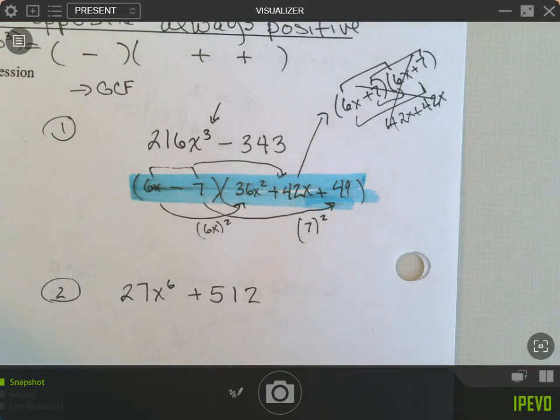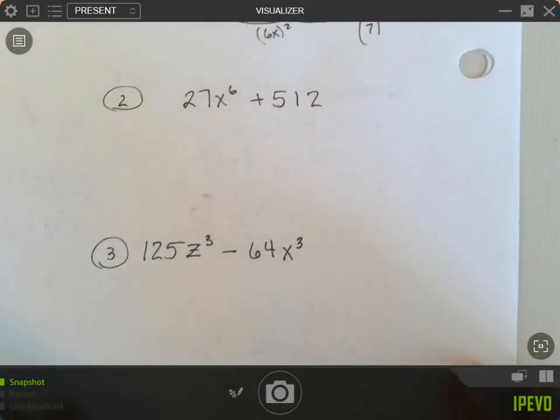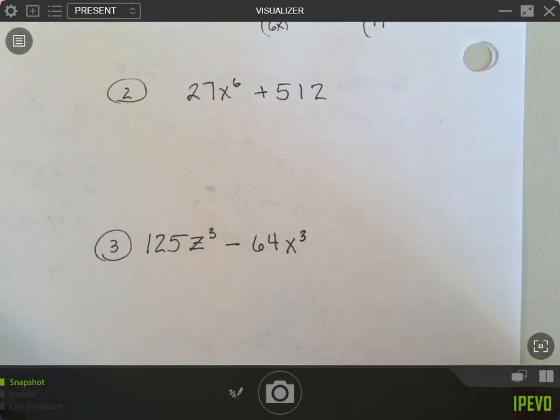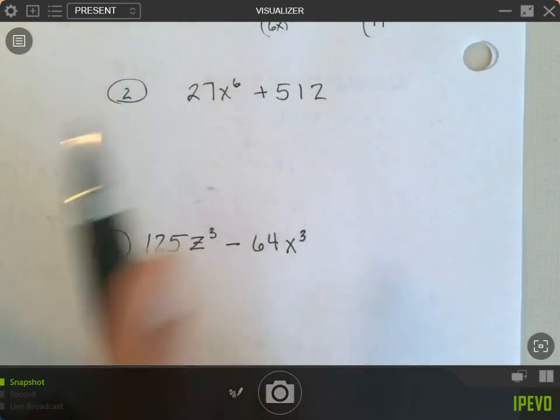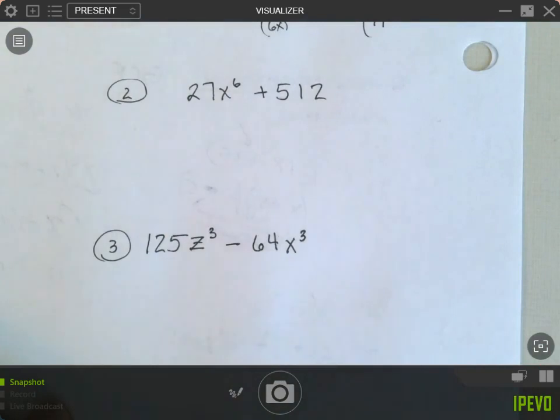Got it? Okay, so if you haven't already started the next one, even though I was hoping you'd wait for me, what are we looking at here? I have two terms. It's a plus sign. But yeah, is there a GCF? I don't believe so.